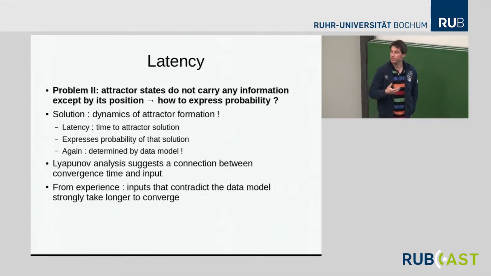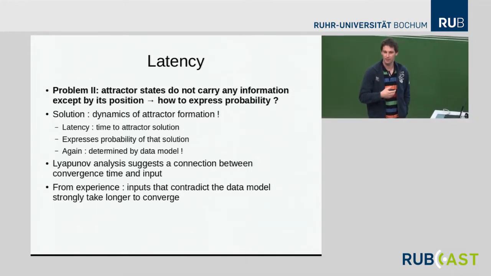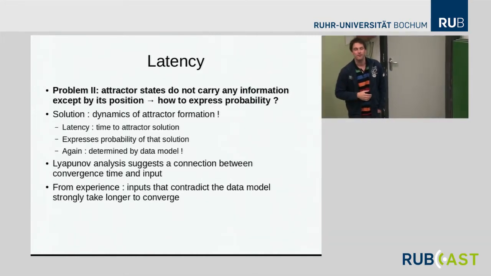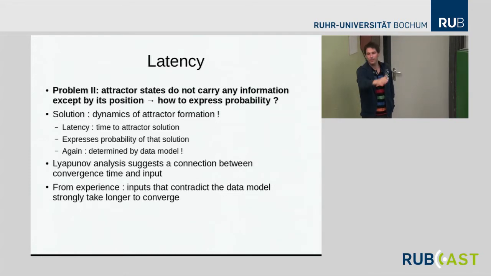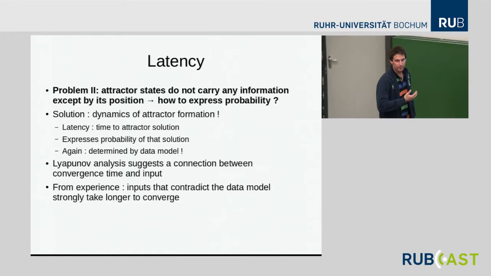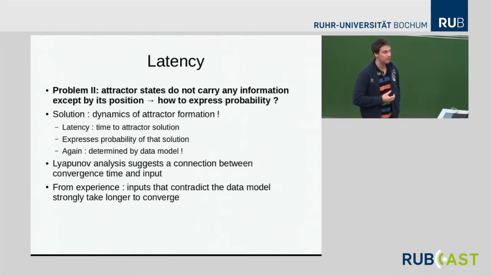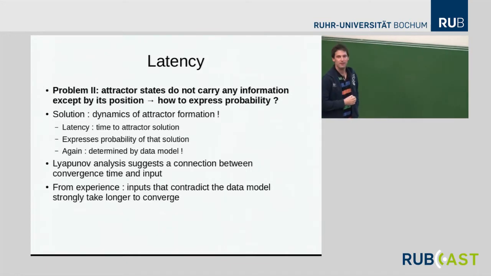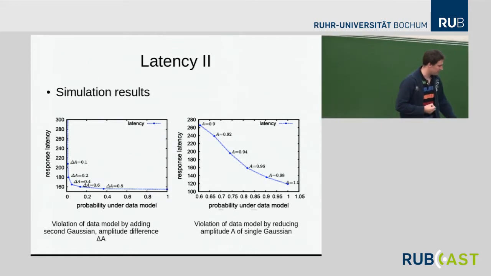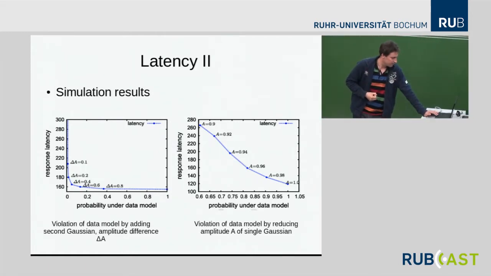So this is nothing else but probability. By the latency, the neural field tells me how likely it considers the current input. And also from Lyapunov analysis, this is just an analogy, but if the field has to traverse a much longer path until convergence, you can guess that it must take longer. This is not a rigorous proof, because things can also be very conflicted but have a very fast convergence. But in general, when there's a lot of competition, when a data model is violated, when an input is less likely, then we have a lot of latency. So that was the second point.